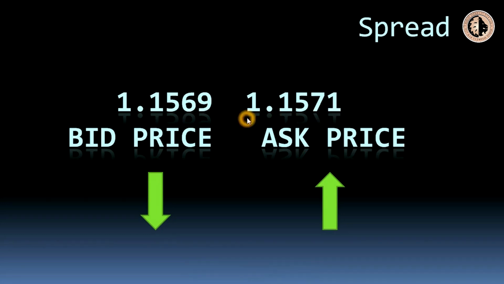Now the difference between these two prices is what you call the spread. In this case, I think there are 3 pips between them, and that is the spread. Within that spread is what the dealer makes for the transaction that you have just carried out.